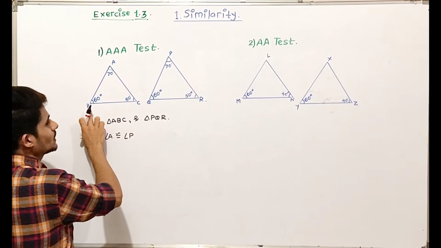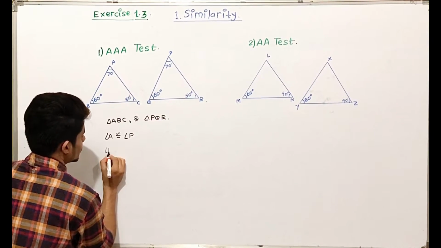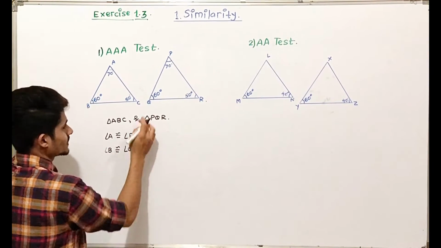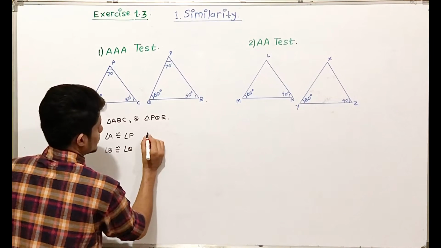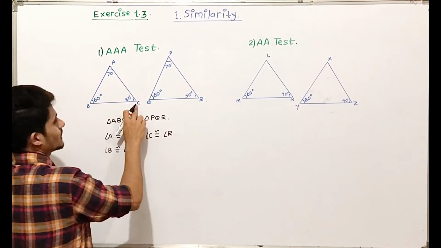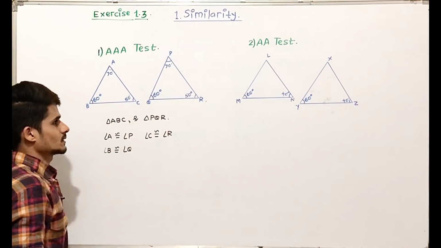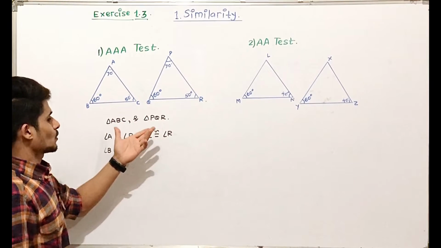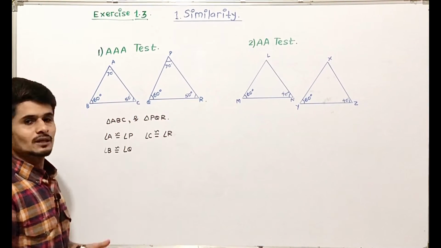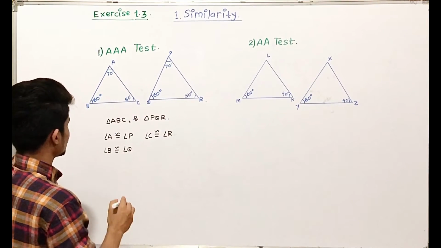Similarly, angle B is congruent to angle Q, 60 degrees each, and angle C is congruent to angle R, 50 degrees each. So these are corresponding angles which are congruent. So if the corresponding angles are congruent, then the triangles will be similar.